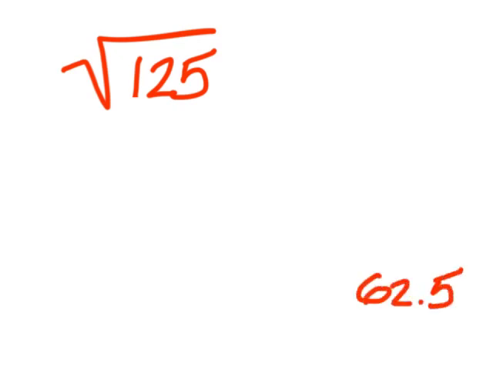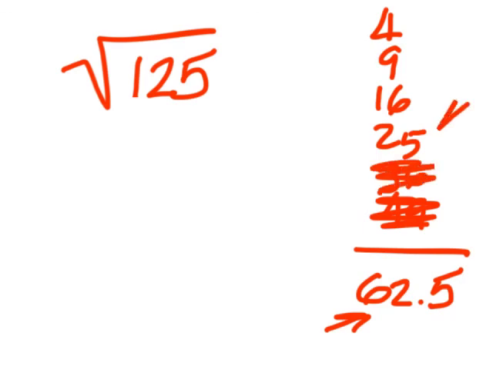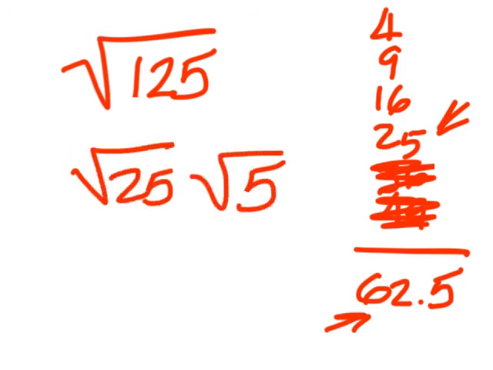Square root of 125. Solution to the practice problem. Half of 125 is 62.5. So we need 4, 9, 16, 25, 36, 49. 64 would be the next one, but it's over this. 49 will not divide into 125, and neither will 36, but 25 will. Square root of 25 times square root of 5 would be 5 square root of 5.